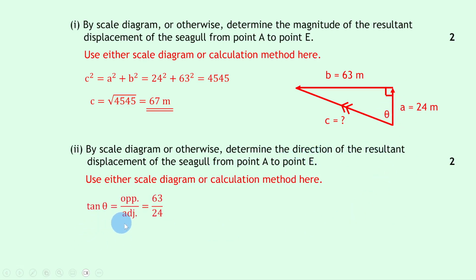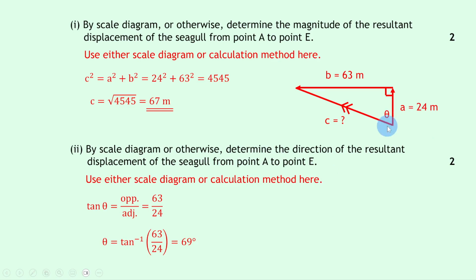So we have tan theta equals opposite over adjacent, where the opposite side is 63 metres and the adjacent side is 24 metres. So we have 63 divided by 24, and then to find theta we can do inverse tan or shift tan in your calculator of 63 divided by 24, and that should give you an answer for theta of 69 degrees. Now that we have that angle, we can use either compass points or bearings to define the direction.